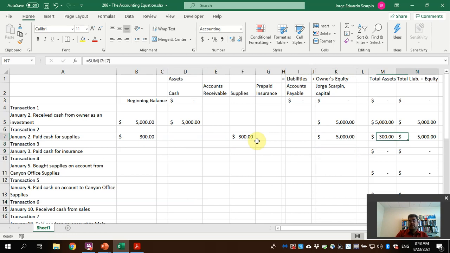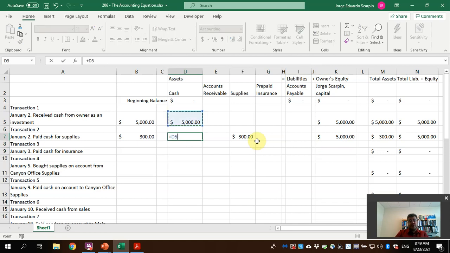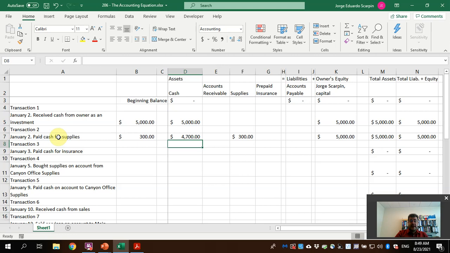It is not balanced. Why not? Because we need to change our cash. Do we have the $5,000 yet? No, because we paid cash for supply, so equal 5,000 less 300. This is how we do formulas in Excel. And we can start our formula with either plus or equal. It is exactly the same. Okay, I prefer plus, but it's personal.